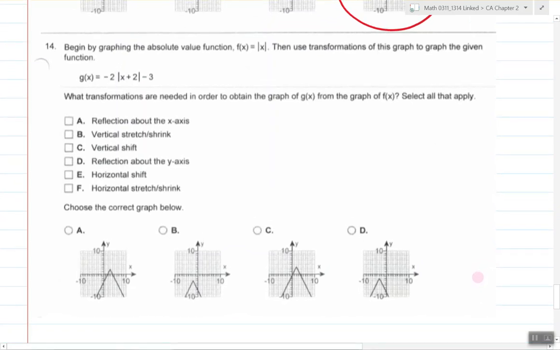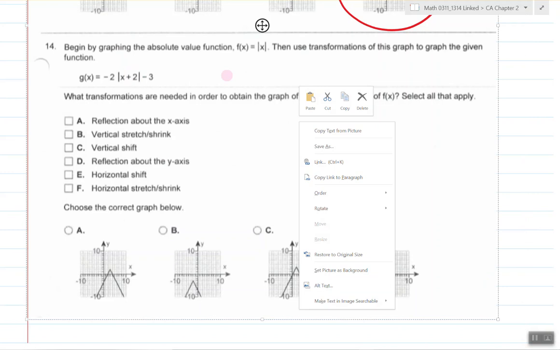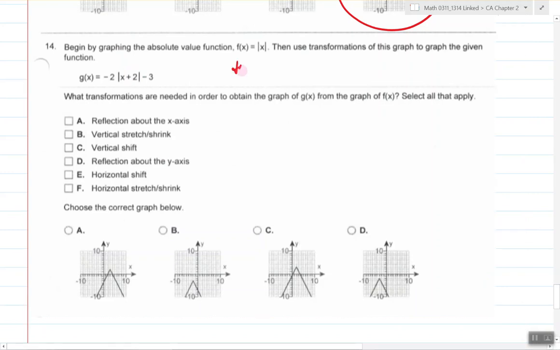All right, this next one has quite a few changes. It is an absolute value. All right, let's start on the inside. Inside, this will mean a translation horizontal, so it is a horizontal shift or translation left 2. All right, so horizontal, this time they called it a shift. So we need to be able to say shift or translation.